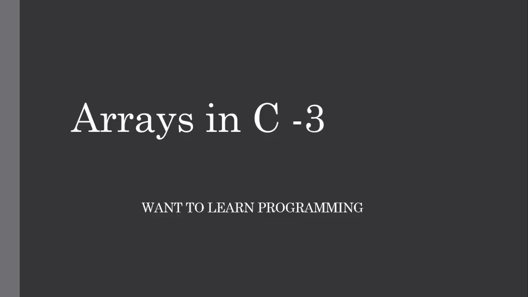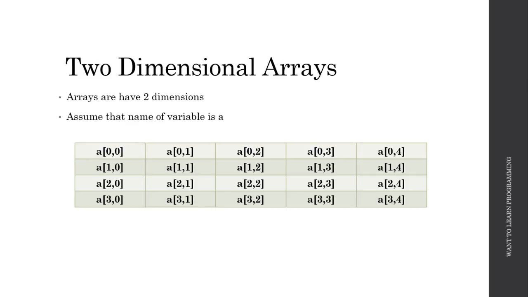In this video, we will look at what are two-dimensional arrays. Two-dimensional arrays are arrays which contain two dimensions. Assuming that the name of the variable array is A, then two-dimensional arrays look like this. Now let's see what these elements are.